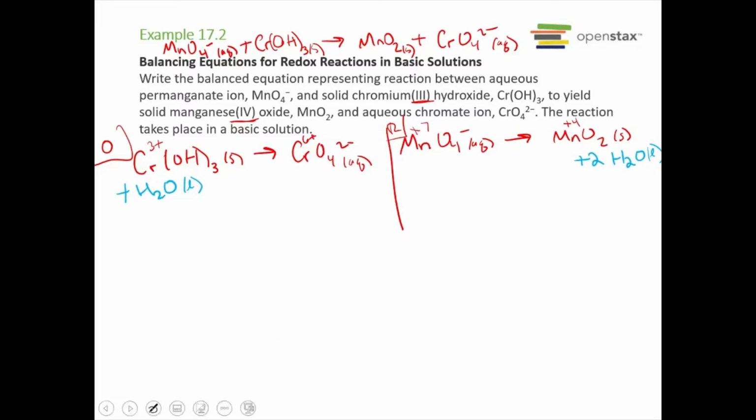Now the next part is to balance the hydrogen by adding H+. So let's see, let's start with the chromium side. We have 3, 4, 5 hydrogen. So then we need to add 5 to the right side. And then for our manganese friend, we have 4 hydrogens on the right, which means we need 4 on the left.